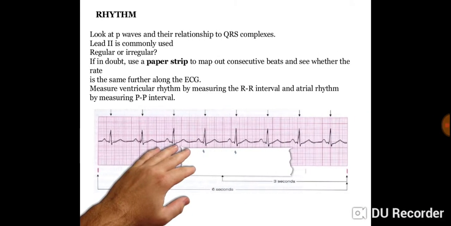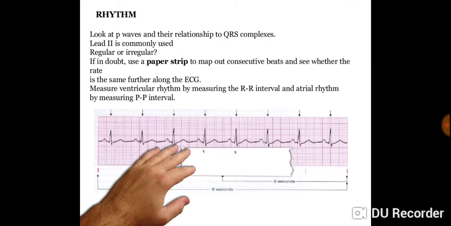Now, to find the rhythm, you need to check the P waves and you need to check the relationship to the QRS complex. We normally use lead 2. Lead 2 is famous because Apple Watches, now Apple Series 4, has a P wave in it because it's the best way to find rhythm and atrial fibrillation and whatnot. So you need to see this lead 2.